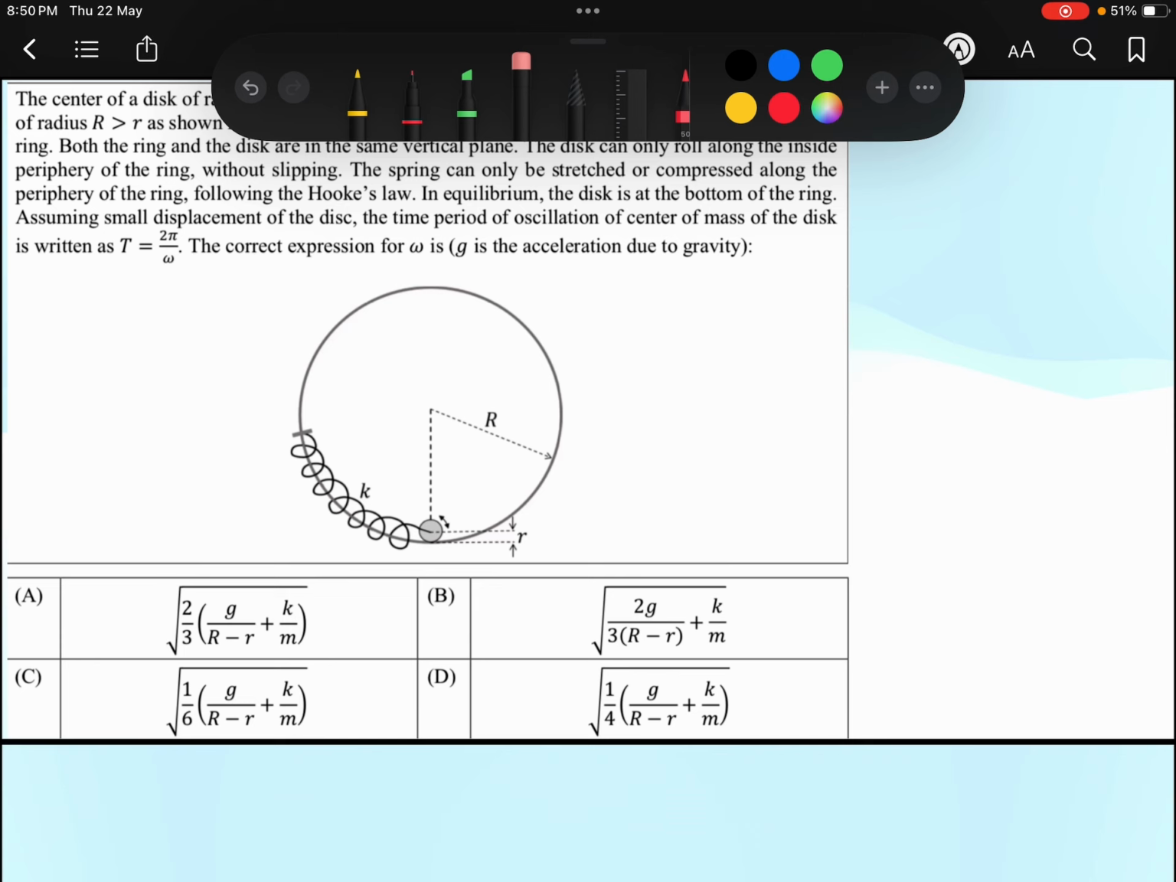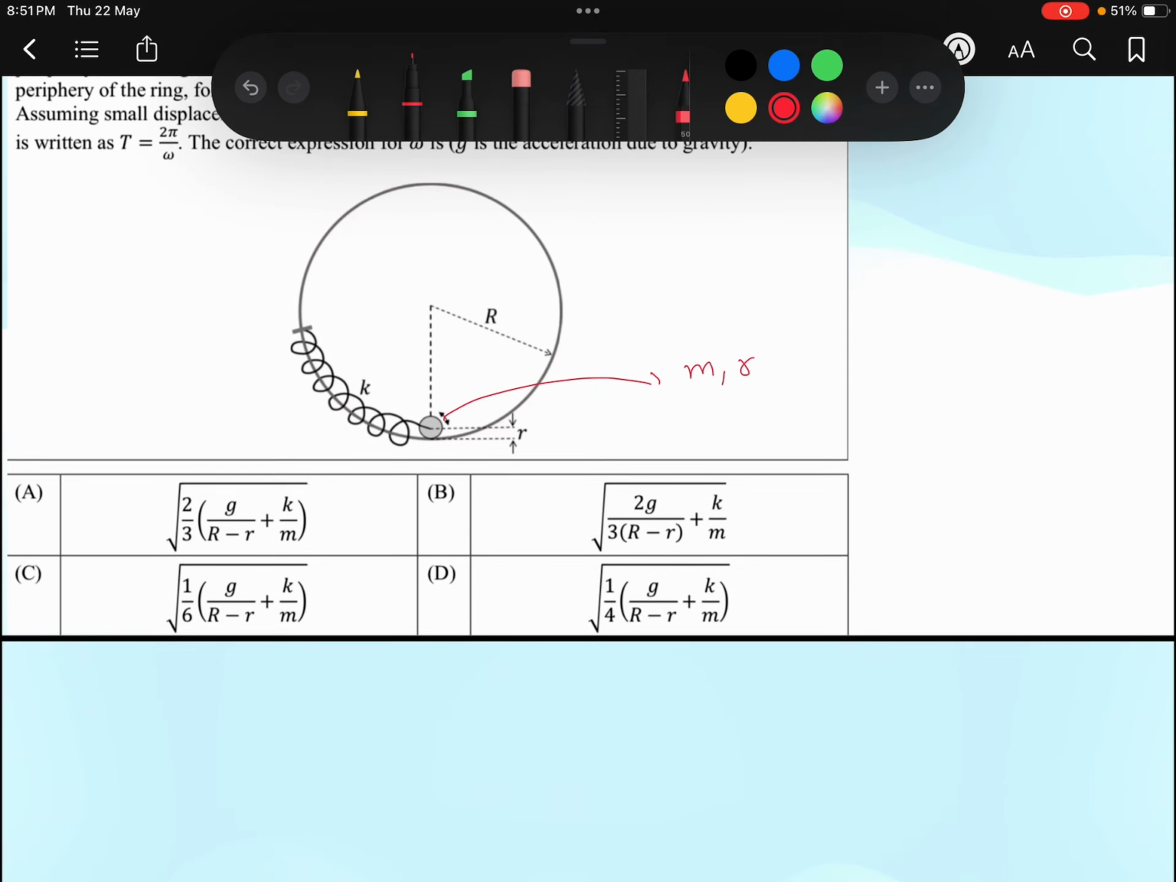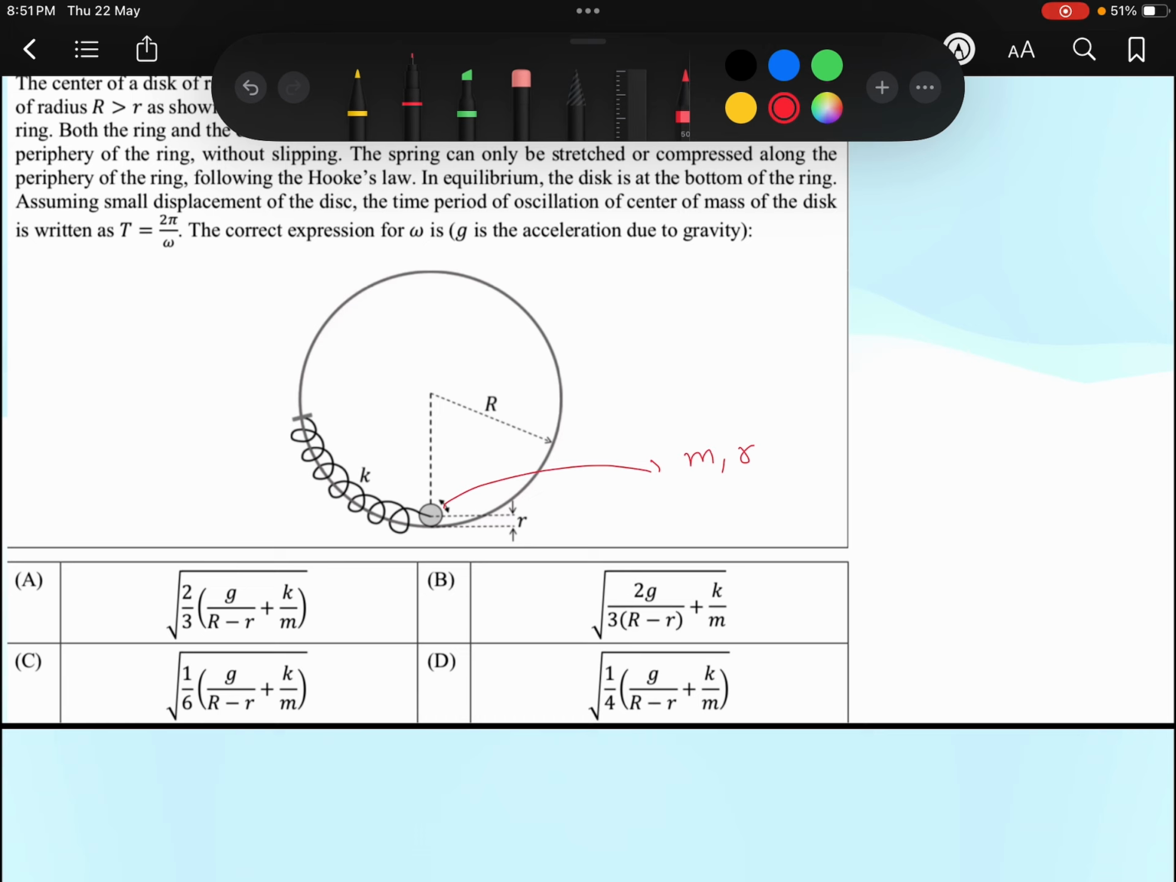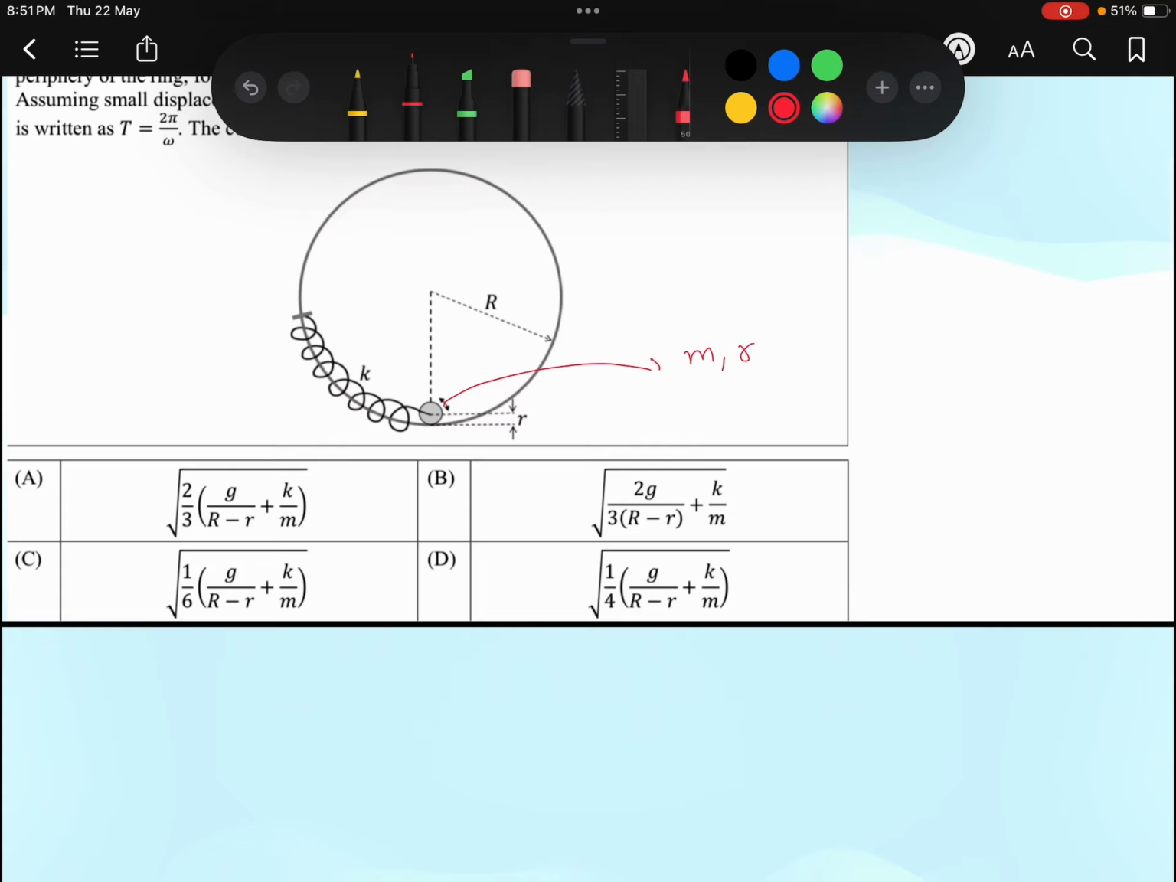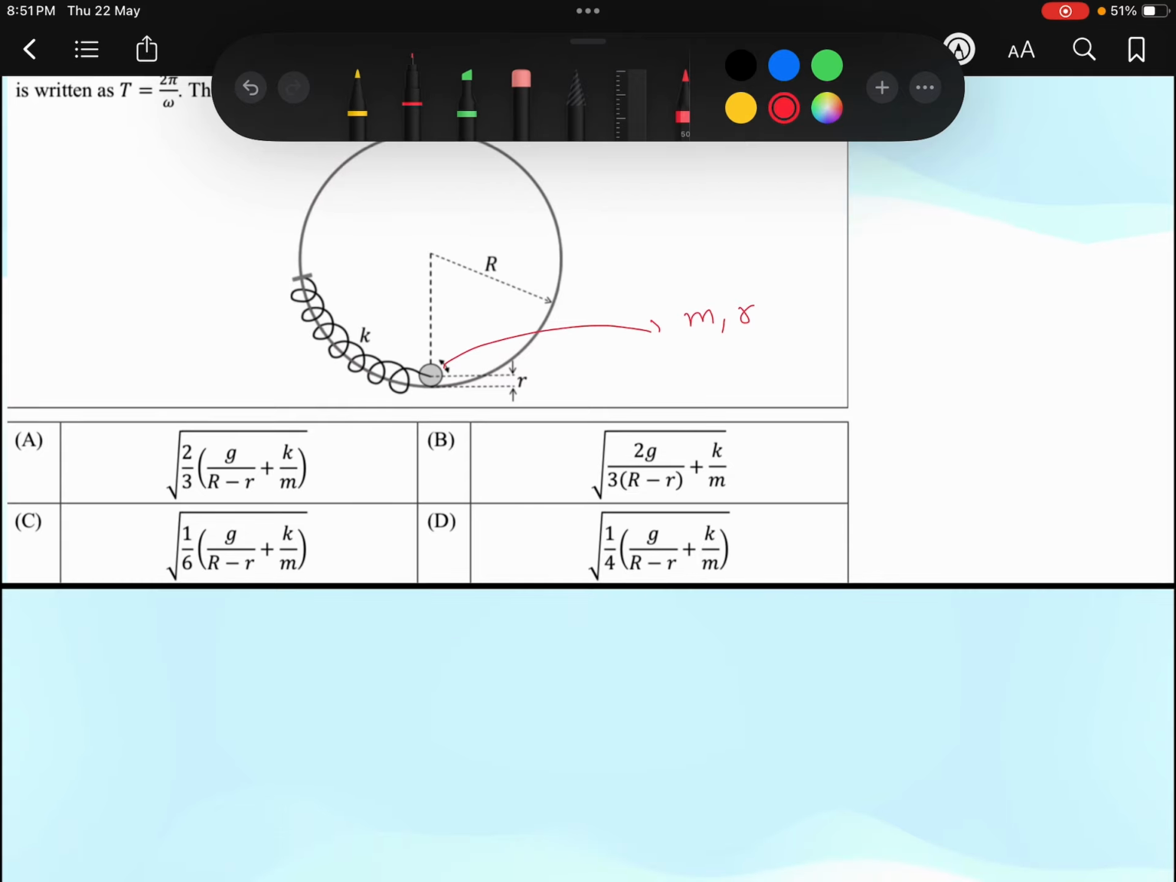This is the disk here. Its mass is small m and radius is small r. Initially this disk is in equilibrium position, and when we displace this disk along the ring with a small displacement, then it will start doing simple harmonic motion. So ultimately we have to find out the value of the angular velocity when this disk does simple harmonic motion.